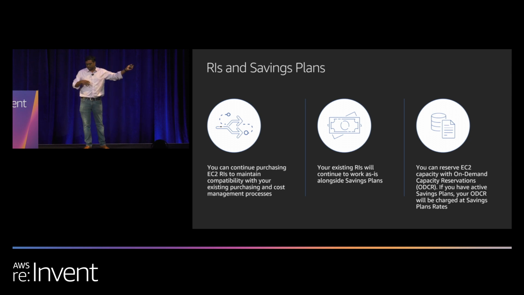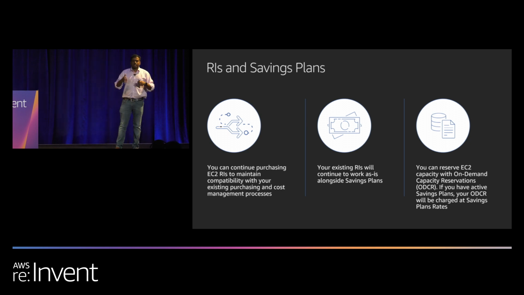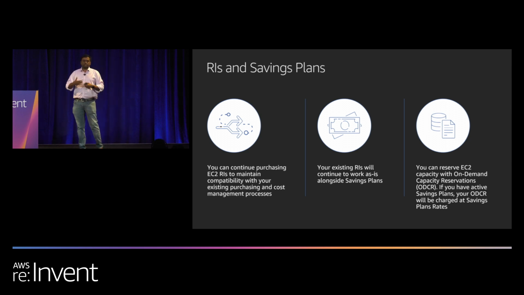So Savings Plans work well with On-Demand Capacity Reservations. If you allocate an On-Demand Capacity Reservation, and if you have active Savings Plans, these Savings Plans can apply to ODCRs and can help you reduce your bill and spend on ODCRs, just like how they can help you reduce your bill and spend on instance usage.